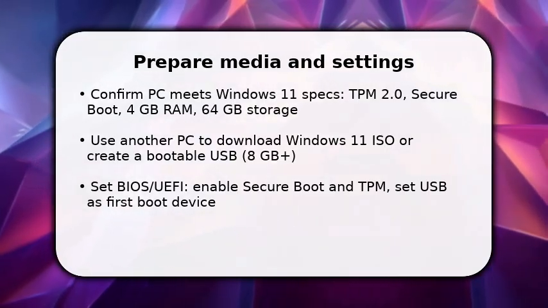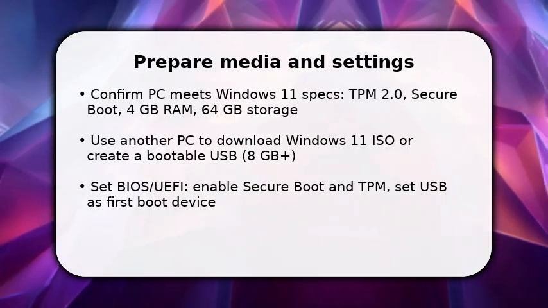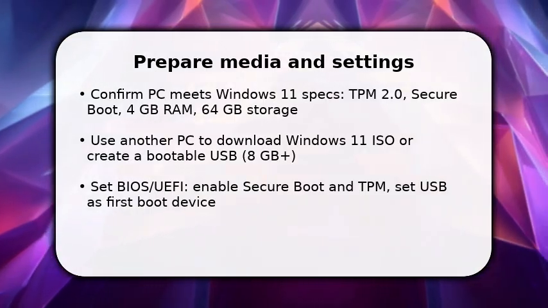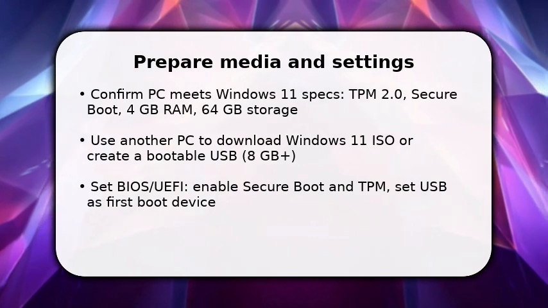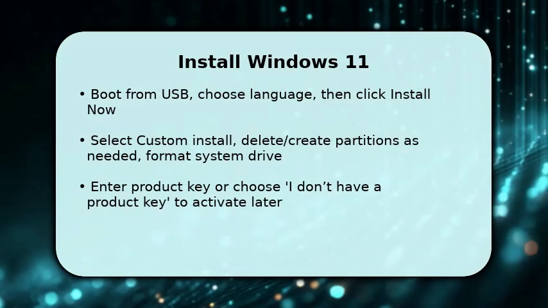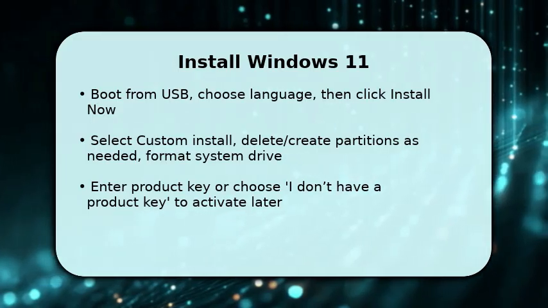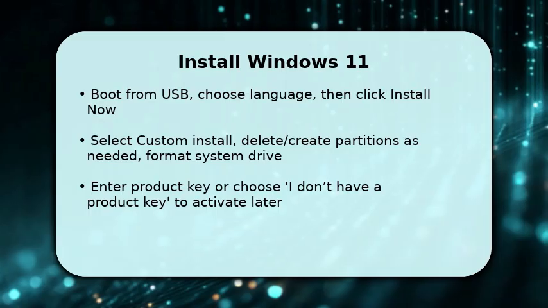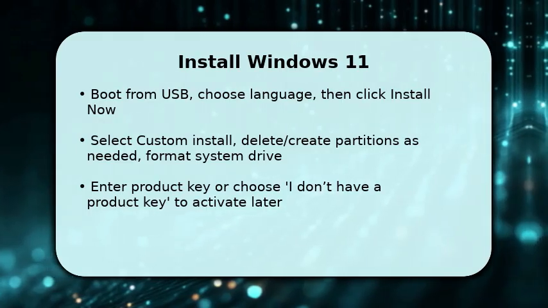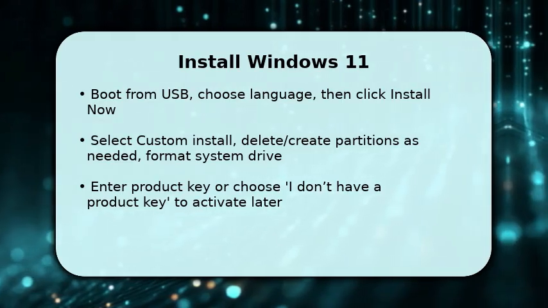Once the USB is ready, plug it into the new PC and power on. Immediately enter UEFI to set USB as the first boot device. When you boot the installer, choose Language and click Install Now to begin. You will be asked for a product key. You can enter it now or skip and activate later, which keeps momentum.